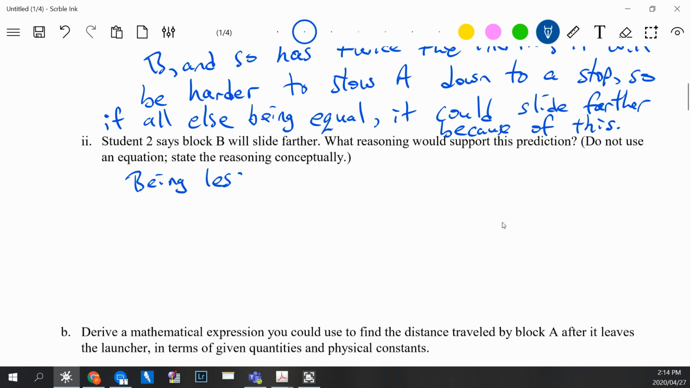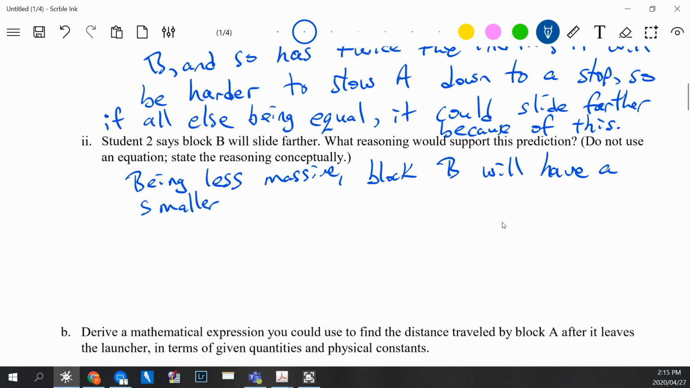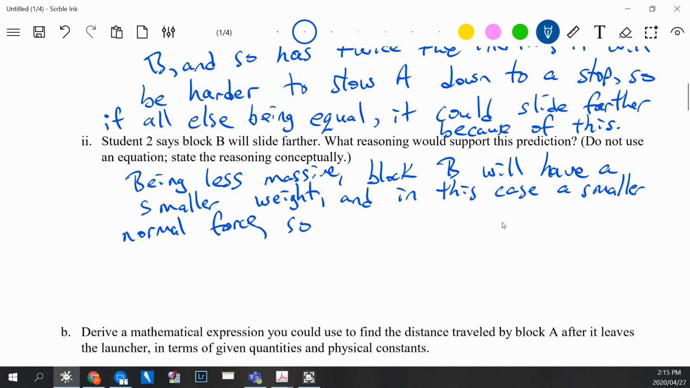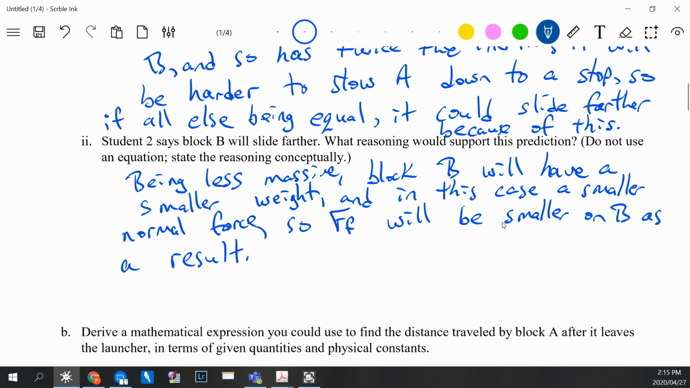Being less massive, block B will have a smaller weight, and in this case, a smaller normal force. So the force of friction will be smaller on B as a result. So it has less force of friction trying to slow it down to a stop.